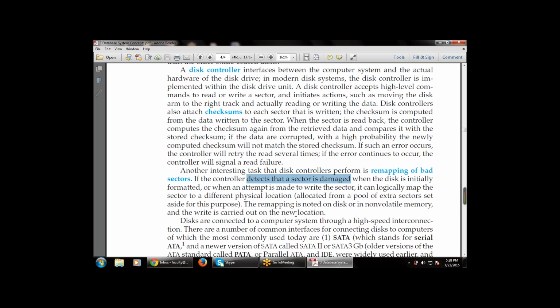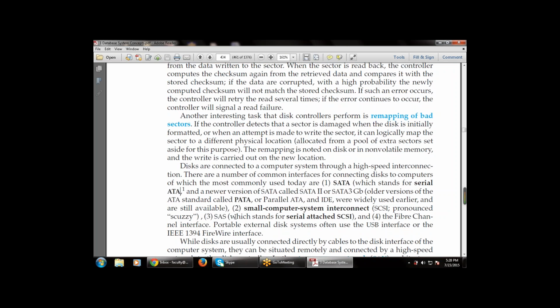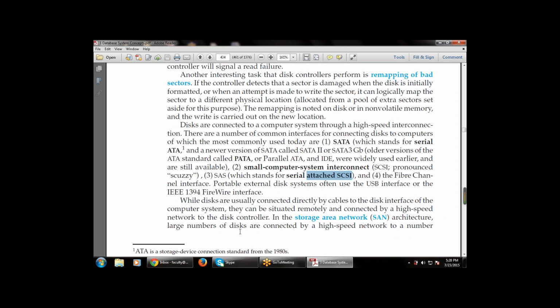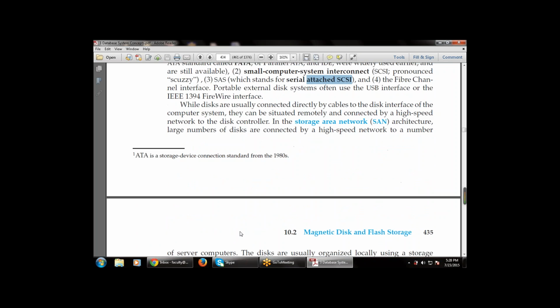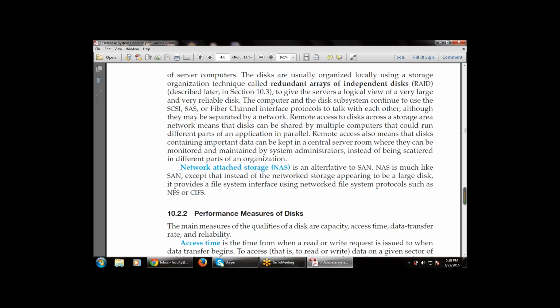Disks are connected to a computer system through a high-speed connection. There are multiple interfaces available, like SATA, that is a serial interface. Then there is SCSI, the small computer system interface. Then there is SAS, the serial attached SCSI. Then the fiber channel interface, provided by an IEEE standard. And then NAS, which is an alternative to SAS or SAN.